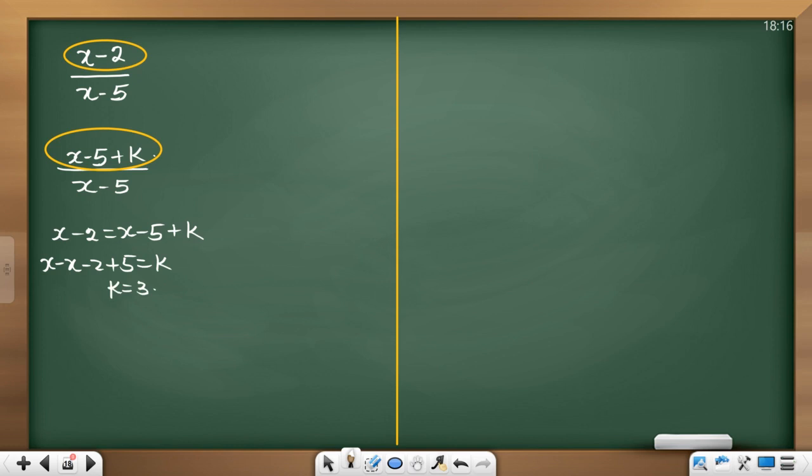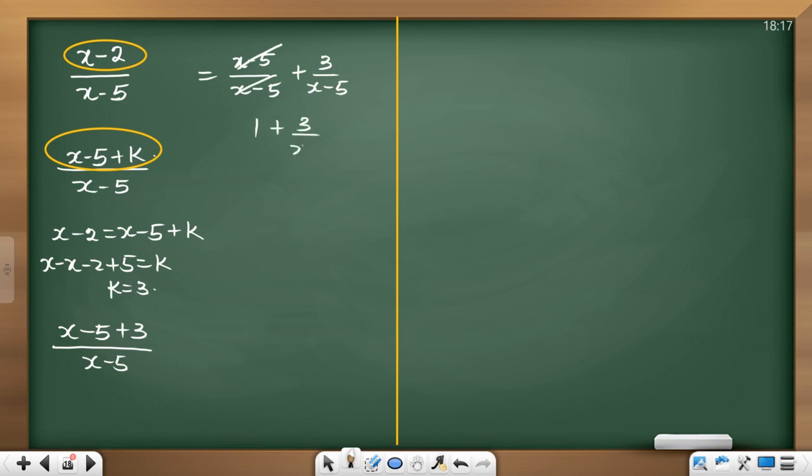Now I'm going to replace it there. All right, so it is x minus 5. My k is positive 3 over x minus 5. Split the 2. x minus 5 over x minus 5 plus 3 over x minus 5. 1 plus 3 over x minus 5. Do you see your equation coming out? That's your hyperbolic equation now. Very important concept.